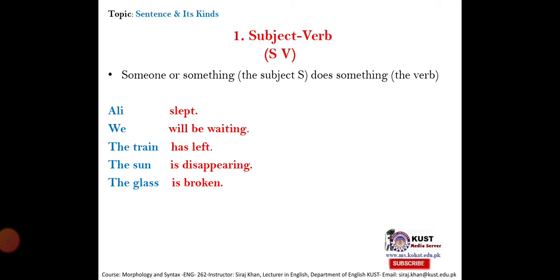Now here, Ali is the subject followed by a verb. So a typical sentence of English language, that is subject, verb and object. Sometimes we are having sentences without an object. Here, Ali followed by a verb slept. The meaning is complete. We will be waiting. We followed by a verb will be waiting. The train has left. So the sentence goes with the structure of subject and verb.